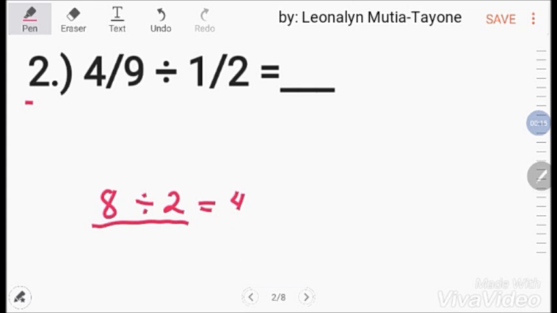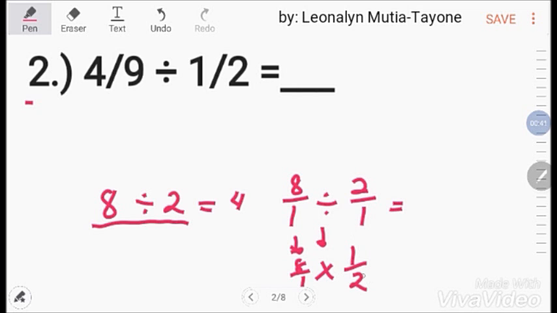Gawin natin siyang fraction. 8 over 1, whole number pa rin siya, pero nilagay lang natin ang denominator na 1. Divided by 2 over 1. So, mayroon silang mga denominators, that means, consider na silang dalawa na fraction. Si 8 over 1, kopyahin lang. Ang division maging multiplication. Si 2 over 1 maging 1 over 2.